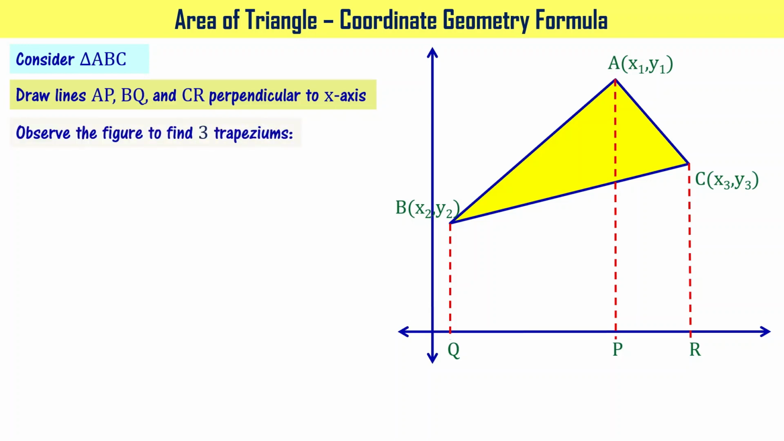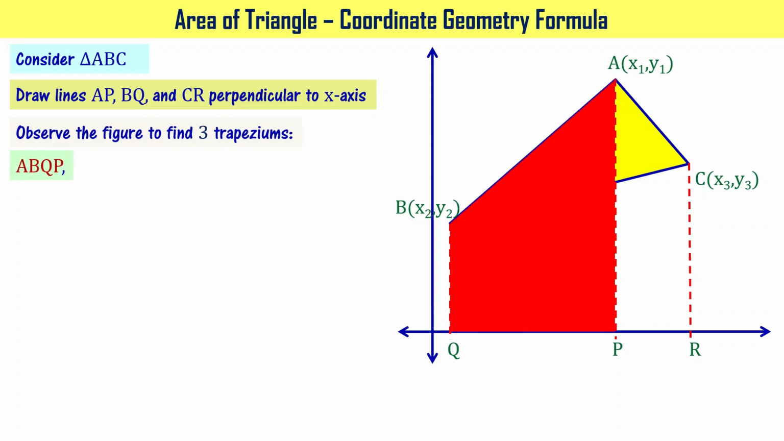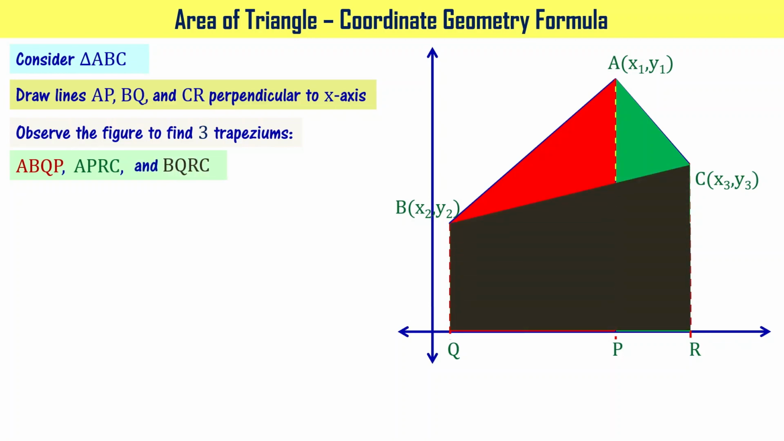Let us observe the figure. When you observe the figure, you find three trapeziums. Here, the one in red is trapezium ABQP. The one in green is trapezium APRC. And one in black is trapezium BQRC, right?